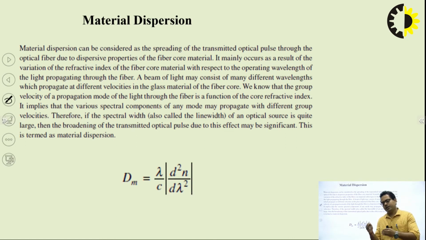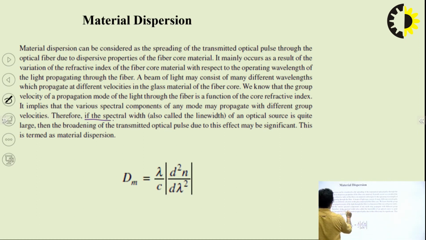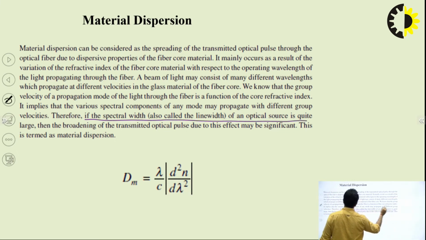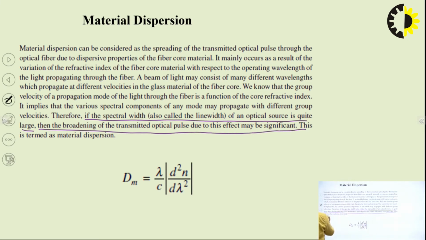So it is basically because of the variation in refractive index of the fiber core with respect to the different wavelengths that are traveling through the fiber, right? So if the spectral width of the optical source is quite large, then the broadening of the transmitted optical pulse due to this effect may be significant, and this is called material dispersion.